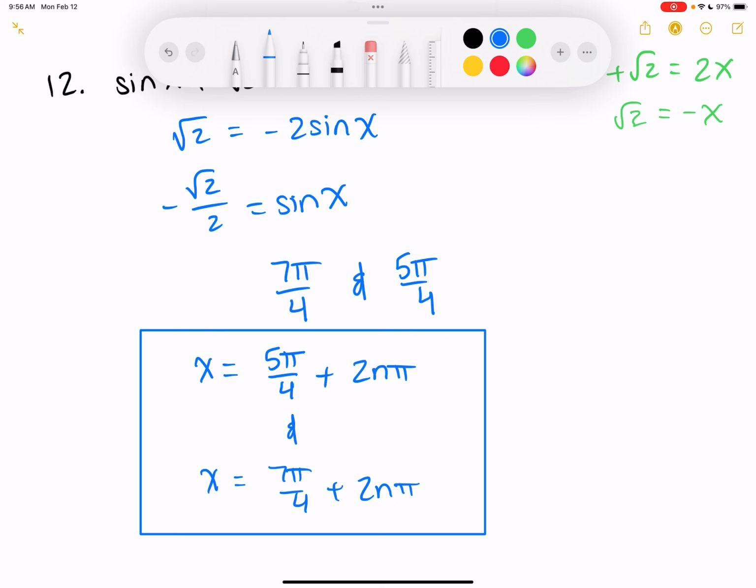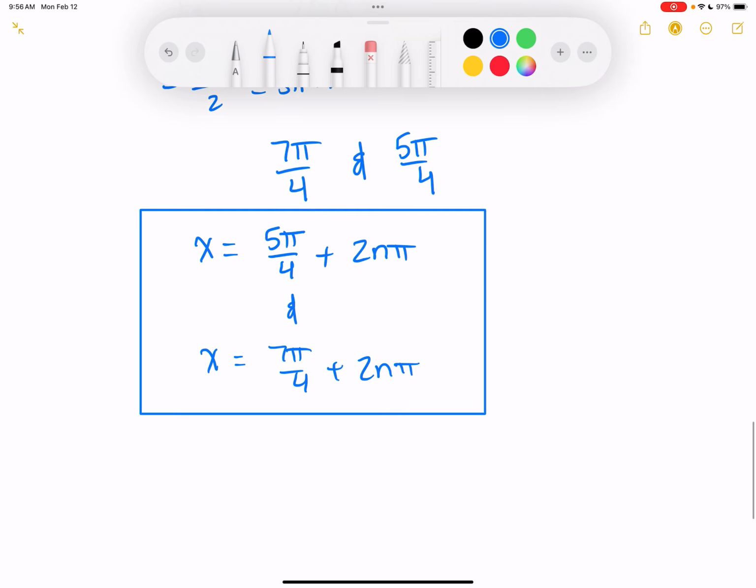So you only add the 2 pi if it says general solution. These instructions say find the general solution of the equation. Otherwise they'll say solve on the interval, and it's usually 0 to 2 pi. Alright, let's do a tangent one.